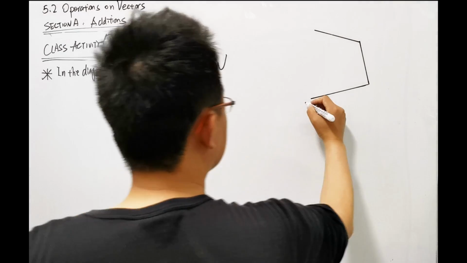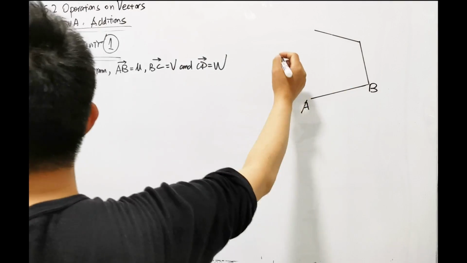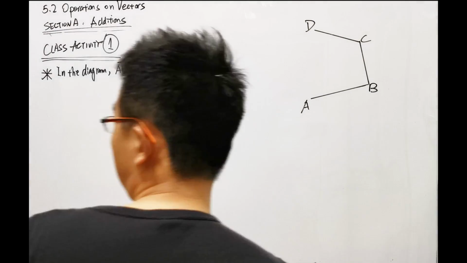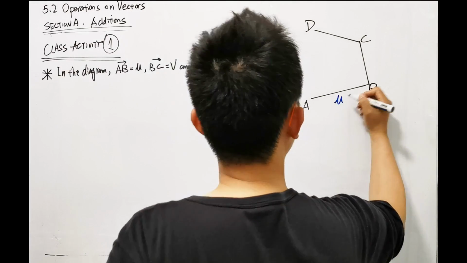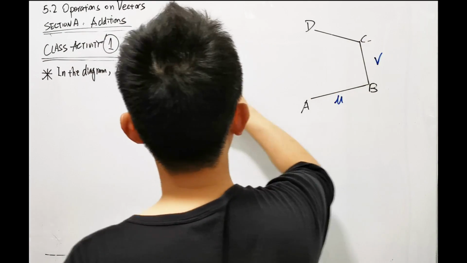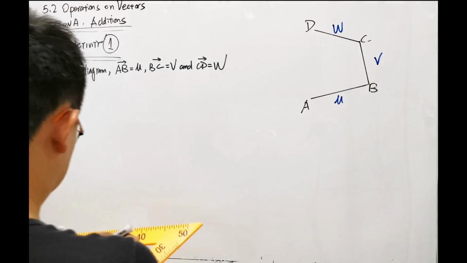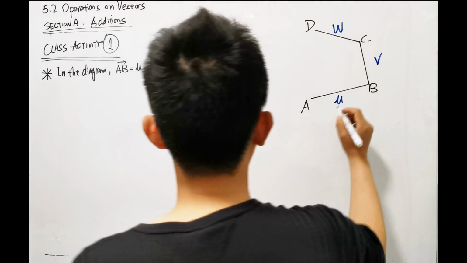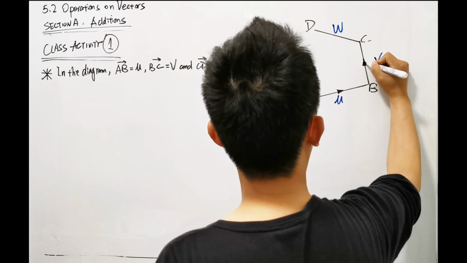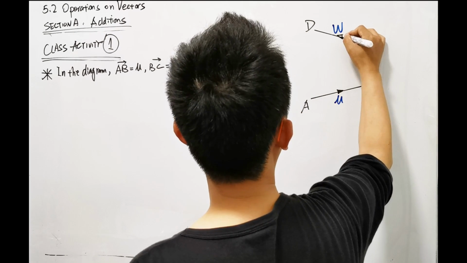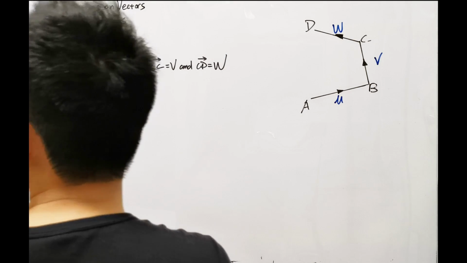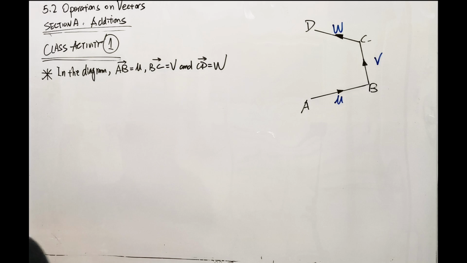Okay, this is A, B, C, D. So what's the value? The value is u, and then it's AB, right? Then BC is v, and CD is w. Okay, these are the directions. So from here, now let's look at the first questions.